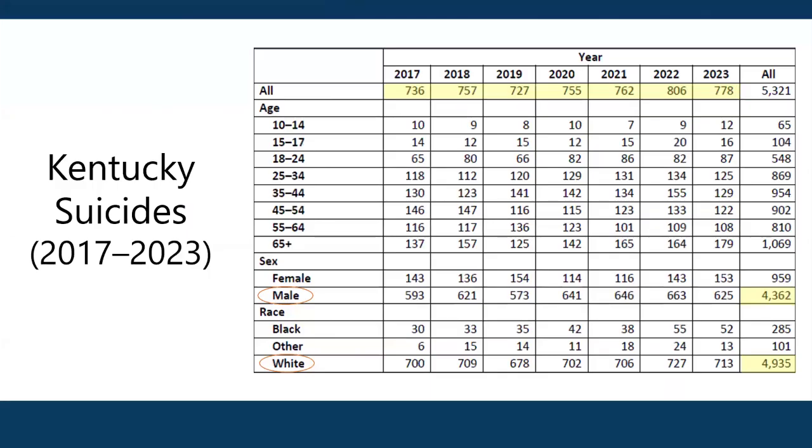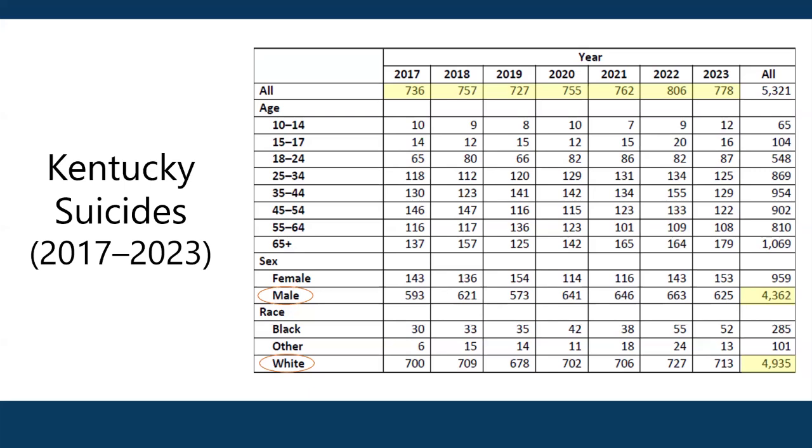The table shown organizes Kentucky's suicide numbers from the years 2017 to 2023. As you can see in the highlighted sections, the total number of deaths by suicide for each year stayed relatively consistent, presenting minimal change. Looking at the sex and race categories, you can see the prevalence of suicide amongst white males is much higher than females and any other race.